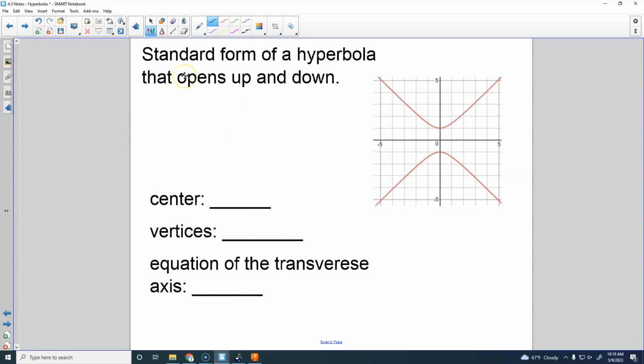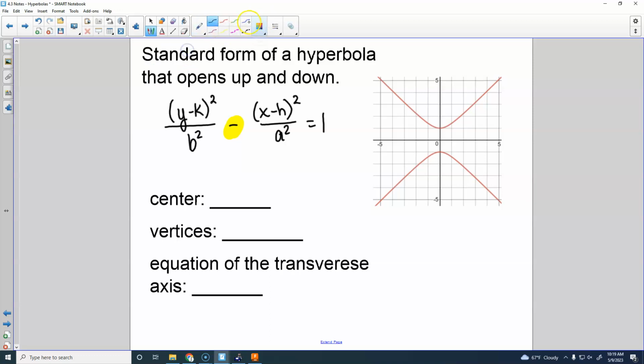Now, hyperbolas can also open up and down. If the x is positive, it's going to open left and right. If the y is positive, it's going to open up and down. That will look like this: y minus k squared over b squared minus x minus h squared over a squared equals 1. So notice in this case, your y is positive, it's first, and then your x is second, it's negative because of that minus sign. So if x is positive, it's left and right. If y is positive, it's up and down.